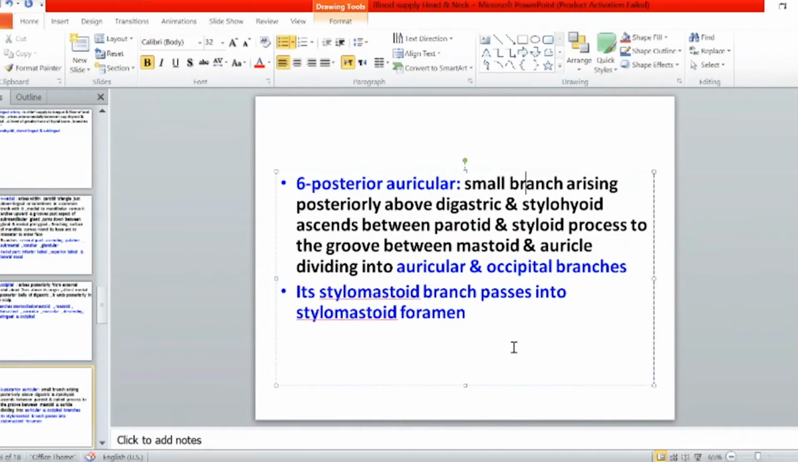It ascends between the parotid and styloid process to the groove between the mastoid and auricle, and divides into auricular and occipital branches. The stylomastoid branch passes through the stylomastoid foramen.